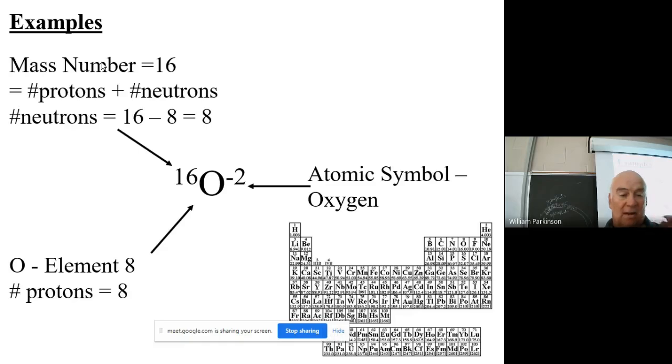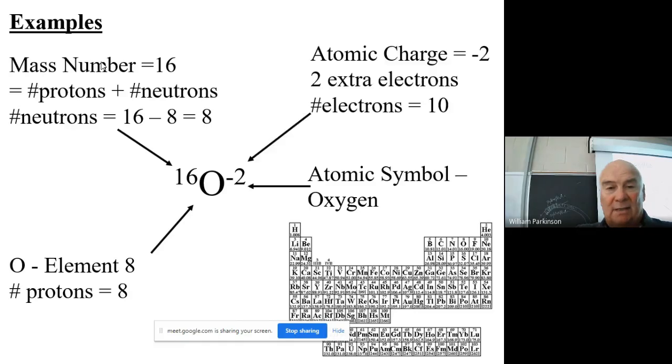So this is -2, it tells me I have 2 extra electrons compared to protons. So the charge is -2, 2 extra electrons. Since there's 8 protons, this must have 10 electrons. Essentially, we're saying 8 of the positive charges cancel 8 of the negative charges, but there's 2 extra negative charges left over behind that aren't canceled.